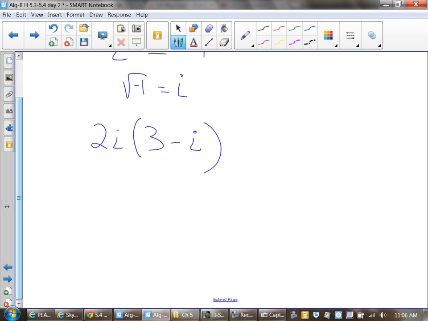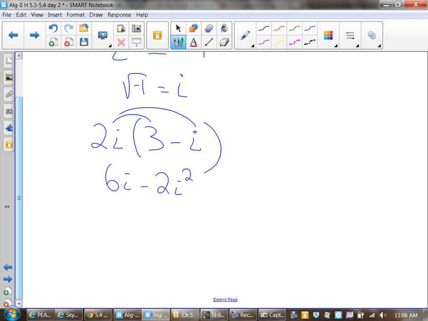What is i squared? Oh, negative 1. When I get to this part, all I have to do is distribute. So you distribute in, we get 6i minus 2i squared. But it's because so it's just plus 2. Very good.